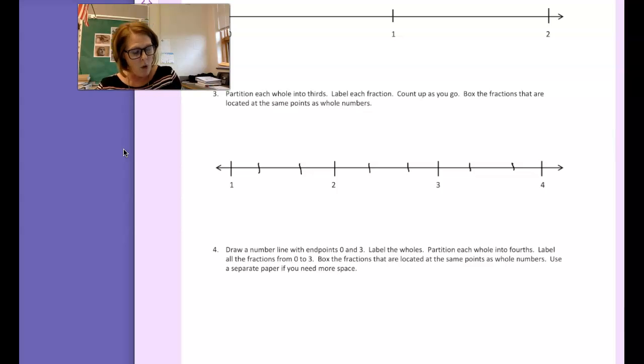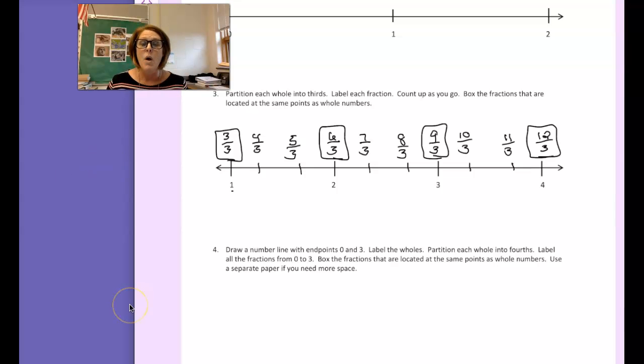So if I have one whole and I'm divided into thirds, what is my fraction going to be for this whole number? Go ahead and fill in your number line and come on back to see if you're correct. Welcome back. Take a look at my number line and compare it with your number line and see how you did.